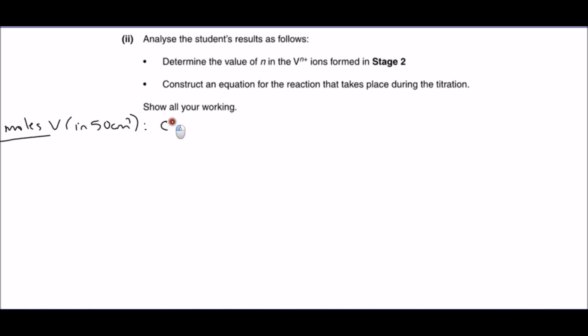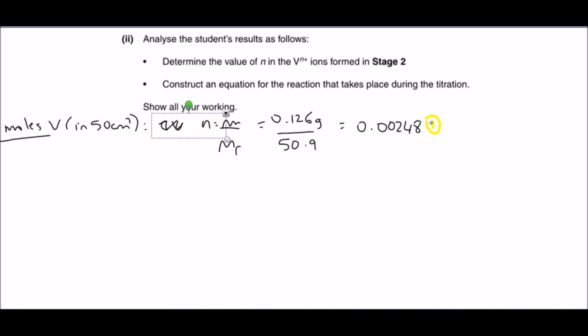And what we're going to do for that is, not CV, n equals m over Mr, because we've got a mass, which was 0.126 grams. The Mr of vanadium, from the periodic table, is 50.9. That gives us the number of moles of vanadium as 0.00248. That's going to be our first mark. So, as I've said to you, if you see a mass, turn it into moles because you're going to get a mark for it.